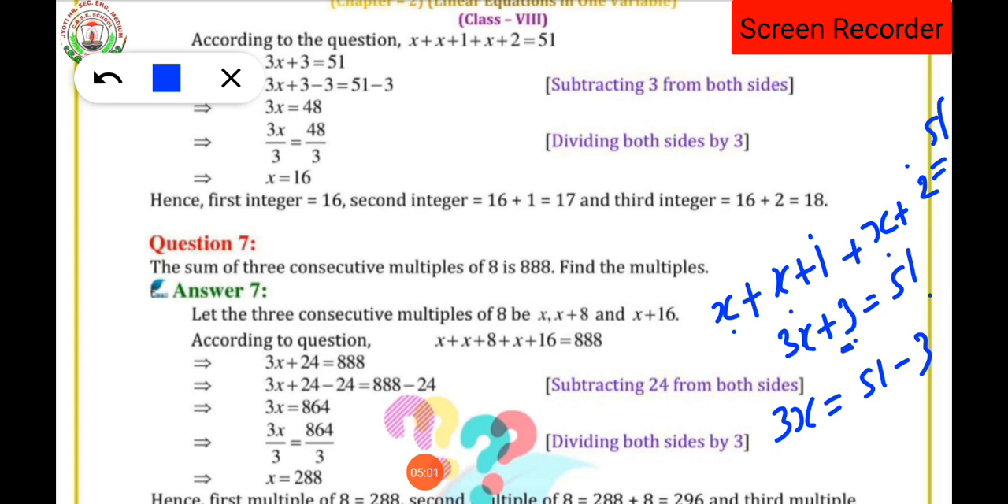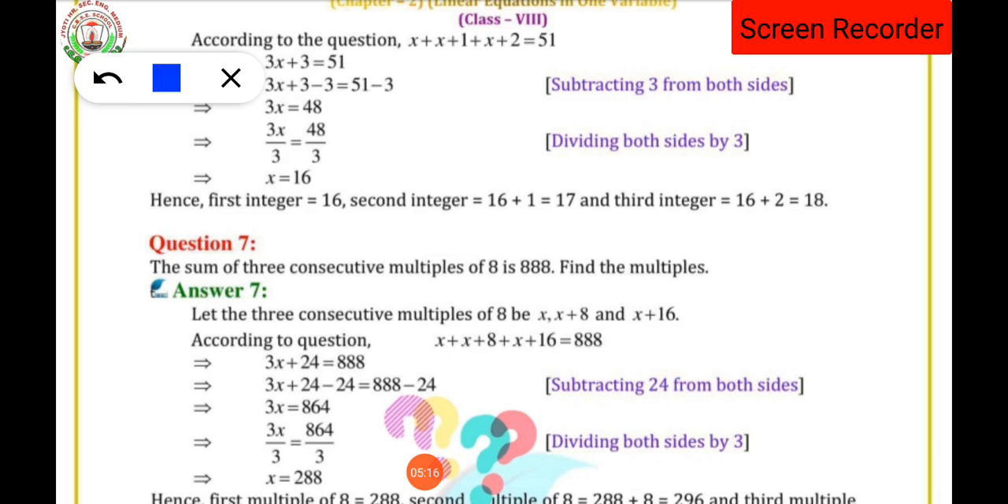This will be plus, while transposing it becomes minus. So 53 minus 51 minus 3 will be equal to 48, which is equal to 3x. Have you understood up to here? Then after, what is the equation we got? 3x is equal to 48.